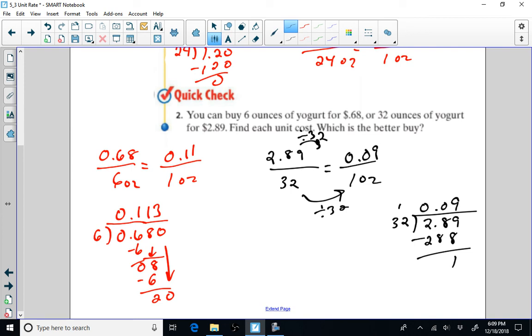Well, what's the better buy? Well, 9 cents for 1 ounce is less than 11 cents for 1 ounce. So here's your better buy. $2.89 for 32 ounces would be your better buy because you have a lower cost for every ounce.